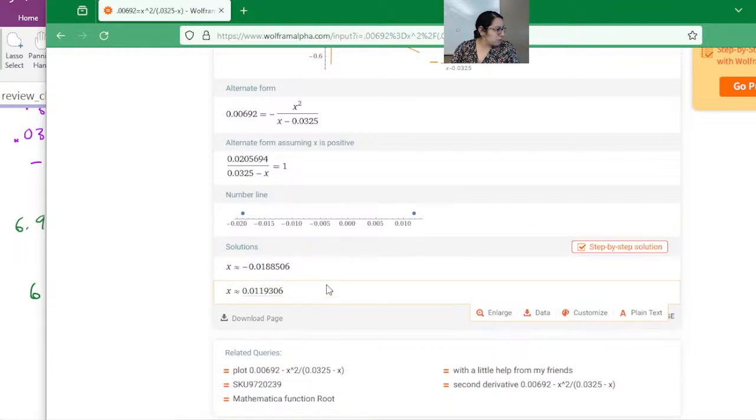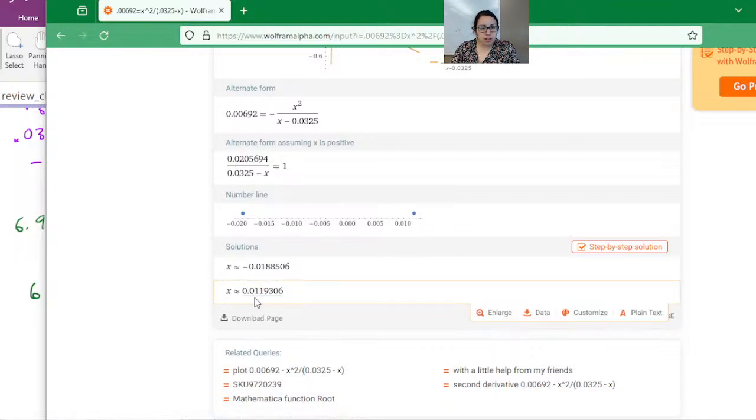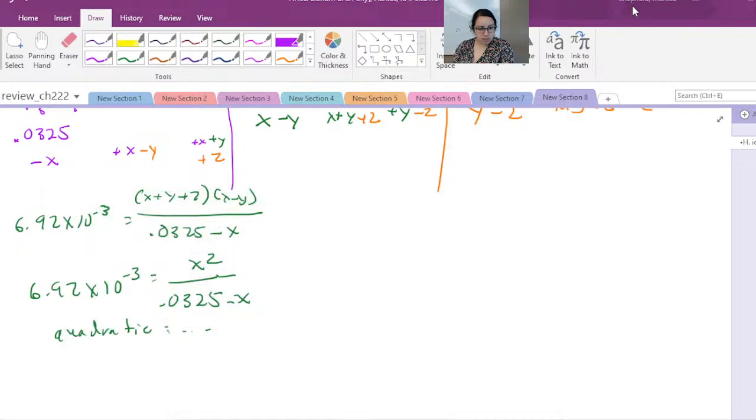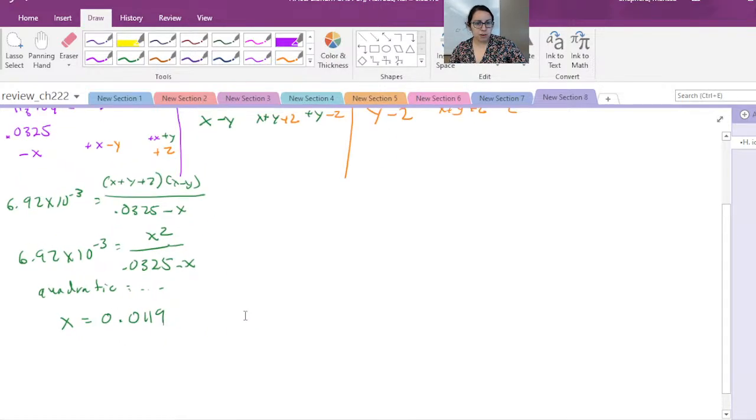So when I plug it into Wolfram Alpha, I get two possible solutions for x. One of them is negative, so that doesn't make sense. The other is 0.0119, and so that looks good. And again, you could go through the quadratic. I'm just saving a little time, because we really want to see all this equilibrium stuff, not the quadratic equation 1,000 times. So we get this for x. Okay, so now where do we go from here?